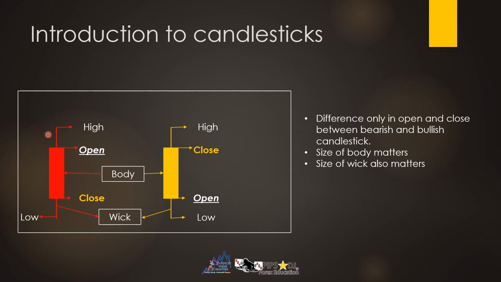So you tend to get this wick forming. For example, this candlestick is red. What that means is that for this period, if this is an hourly time frame and we see one candlestick like this, then for 1 hour the market opened at this price, then made this high price, and the lowest price it made was this price, and then it closed at this price.